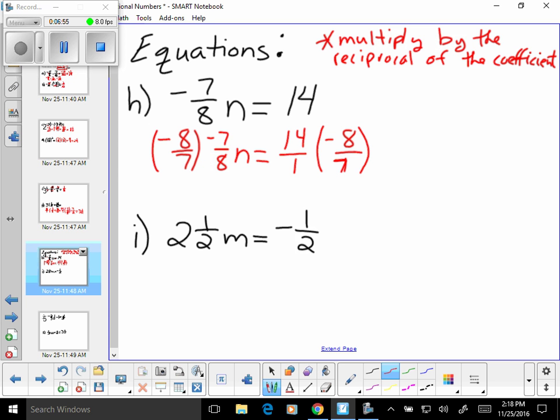Okay, now on the left side, negative times negative becomes positive. 8s cancel to 1s, 7s cancel to 1. I am down to a coefficient of positive 1, which is exactly what I want. On the right side, I look to see if I can do any reducing, and I can. The 7 and the 14. Notice that what I really have here is positive 2 times negative 8. So my answer is going to be negative 16. You go ahead and try I.